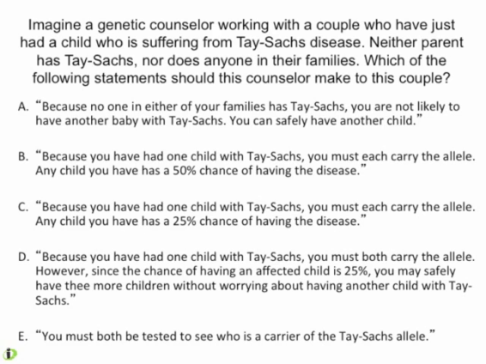A, because no one in either of your families has Tay-Sachs, you are not likely to have another child with Tay-Sachs. B, because you have had one child with Tay-Sachs, you must each carry the allele. Any child you have has a 50% chance of having the disease. C, because you have had one child with Tay-Sachs, you must each carry the allele. Any child you have has 25% chance. D, because you have had one child with Tay-Sachs, you each carry the allele. However, since the chance of having an affected child is 25%, you may safely have 3 more children without worrying about another child with Tay-Sachs. Or E, you must both be tested to see who is a carrier. So which of these is something you could tell these parents?